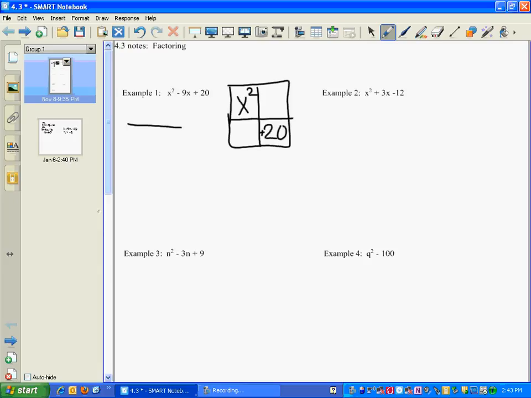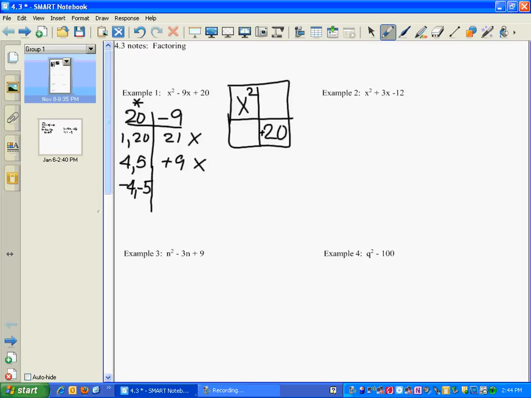Okay. Then over here, you're going to do this little chart. Here we're looking for what are the factors that when you multiply give you 20, but when you add the factors, you get negative 9. So factors of 20 might be, for example, 1 and 20. But when I add 1 and 20, I get 21, which is not negative 9, correct? If I did 4 and 5, that gives me positive 9. So then my factors that I really want to use are what? Negative 4 and negative 5.